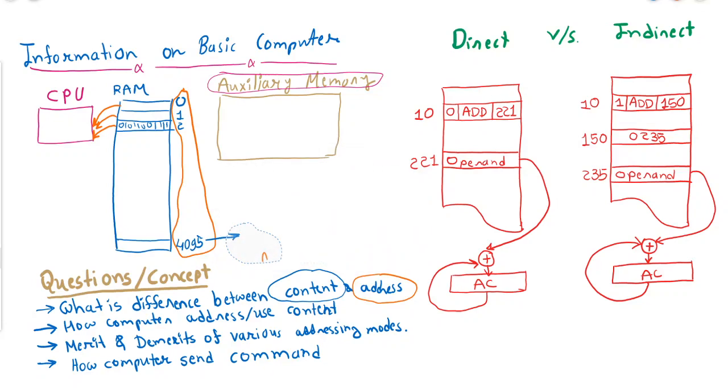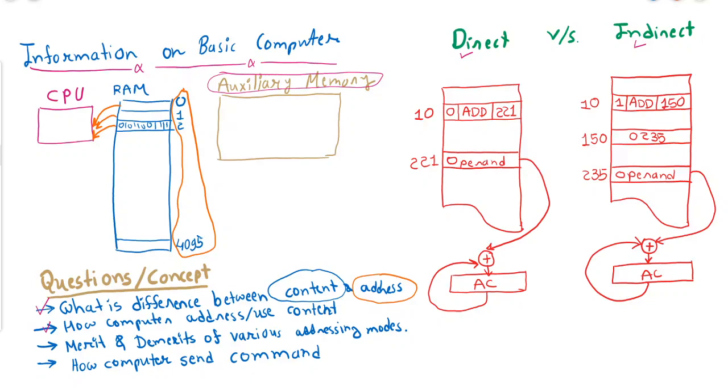So the next question, after learning this: how will the computer address the memory? This question we have discussed: what is the difference between content and address? Next, we discuss how the computer addresses or uses the content, and that we are going to discuss now. Whenever the computer tries to use this content, there are two possible methods. The first method is the direct method and the second method is the indirect method.